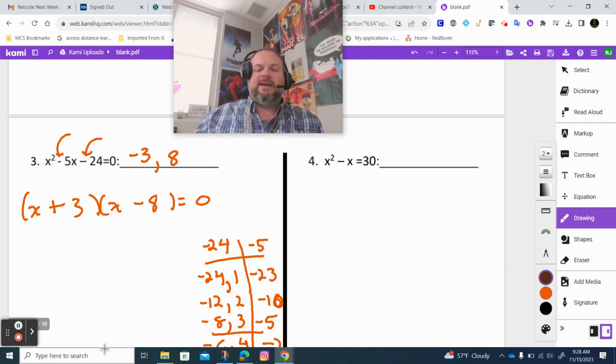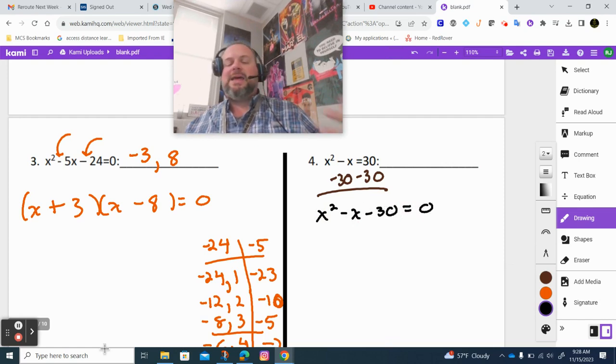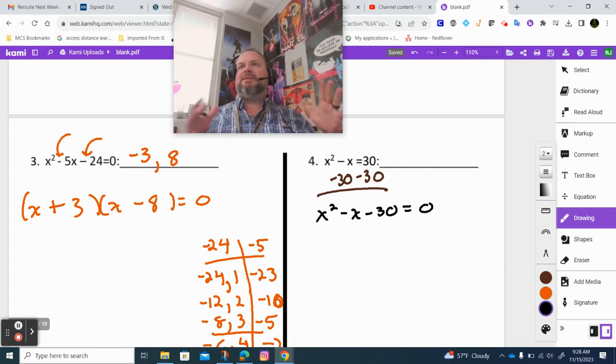Number 4, we can't factor as is. So we got to move this 30 on over. Move the 30. All right. Now it's set up. Okay. Notice on everything that we're doing for this test, 0 has to be on one side by itself. Might be important. Hint, hint. Muy importante. That might be a rule that you might want to write down. I know it's in all the notes and I've said it in recordings 1,000 times, but you know.